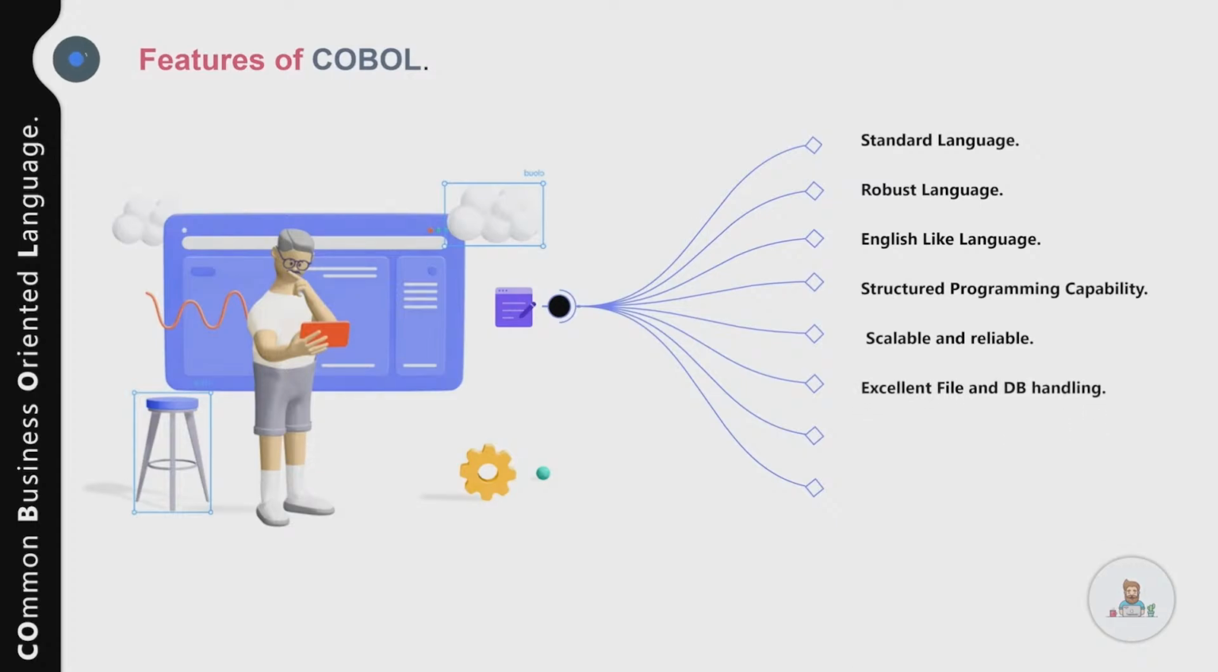COBOL is scalable and reliable, with excellent file and database handling capabilities. COBOL can very well handle huge volumes of transactions, and due to this fact, COBOL still handles more than 70% of world business transactions. COBOL is suitable for everything from simple batch reporting to complex banking transactions. COBOL is platform independent and it supports object-oriented programming. That means you can write your business logic in the form of classes and then you can use those classes in your program.